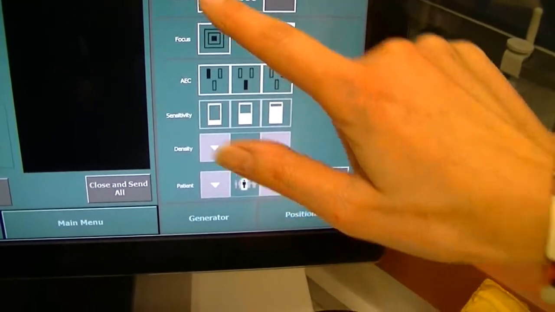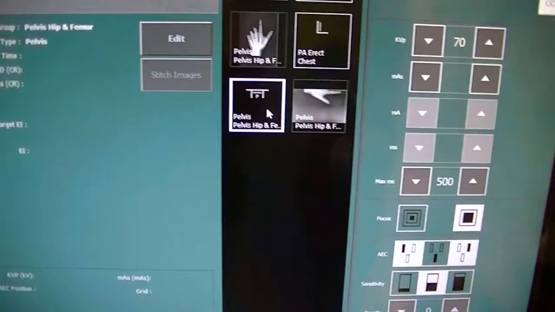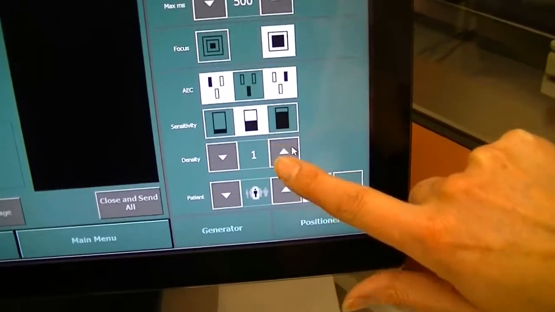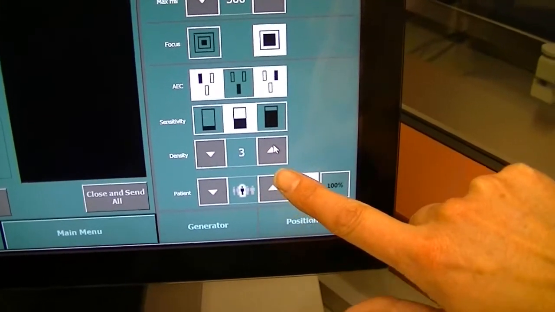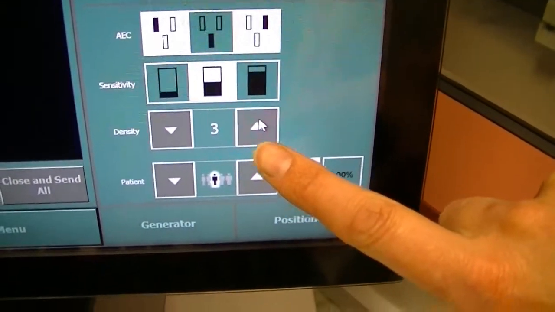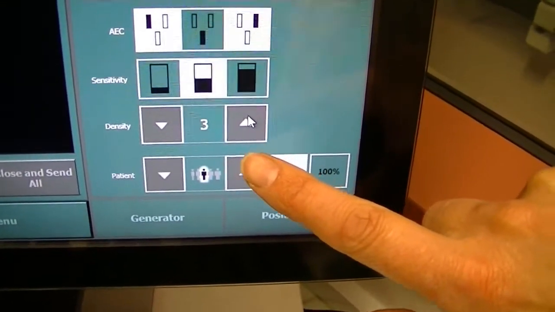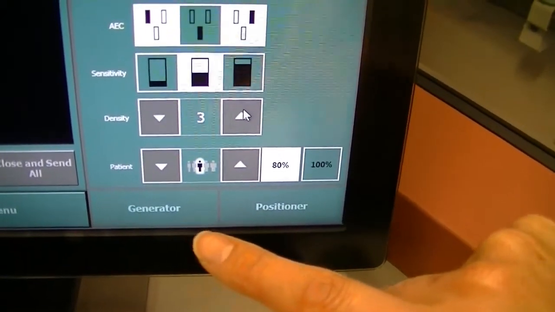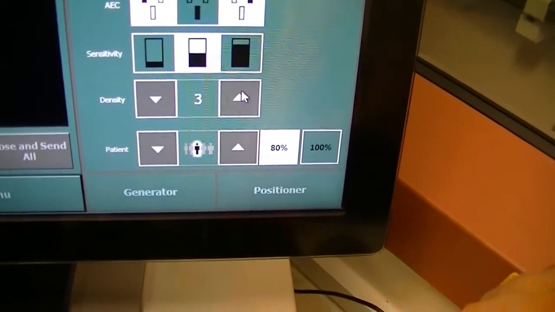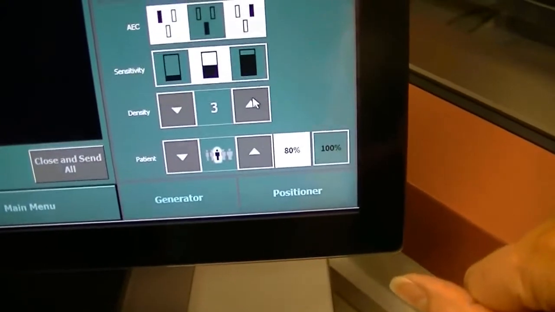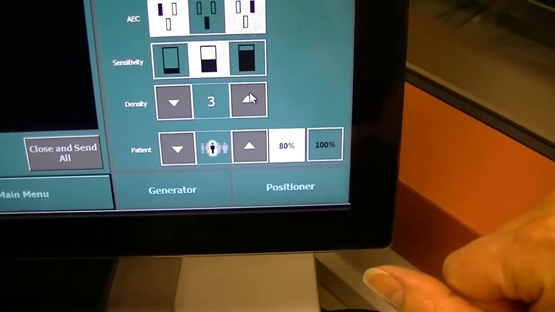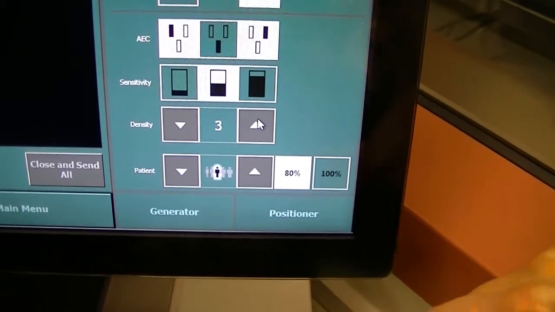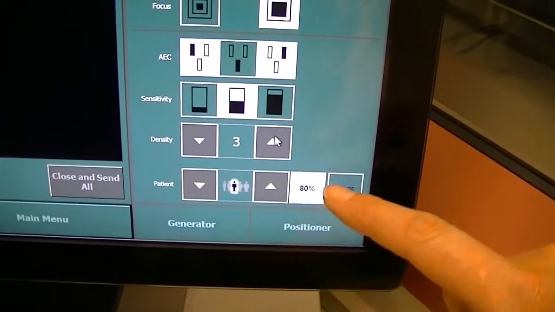The density, let me just choose pelvis. With the density, if you push these up, it's supposed to be about 25%. So if you have +3, you'll get double density on your film, and if you have -3, it's about half. It's a way, if you were doing something like a nasogastric tube, which requires a little bit more penetration than a normal chest X-ray, you can make that go higher or lower.